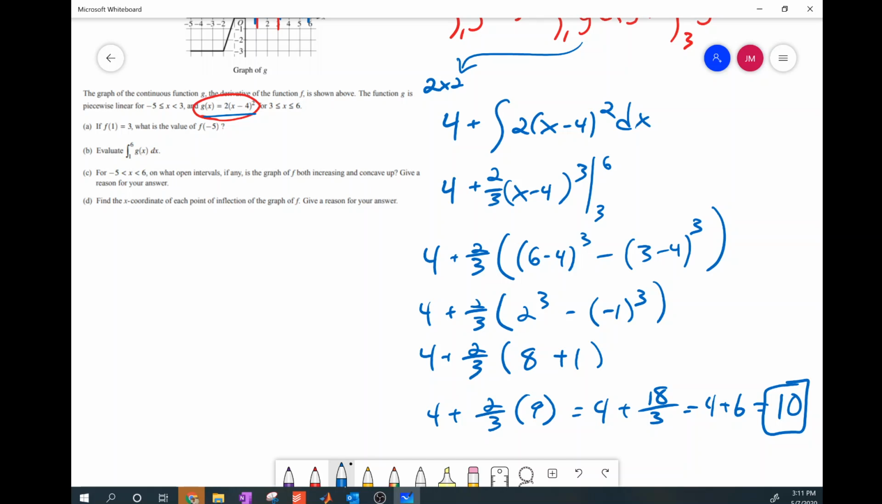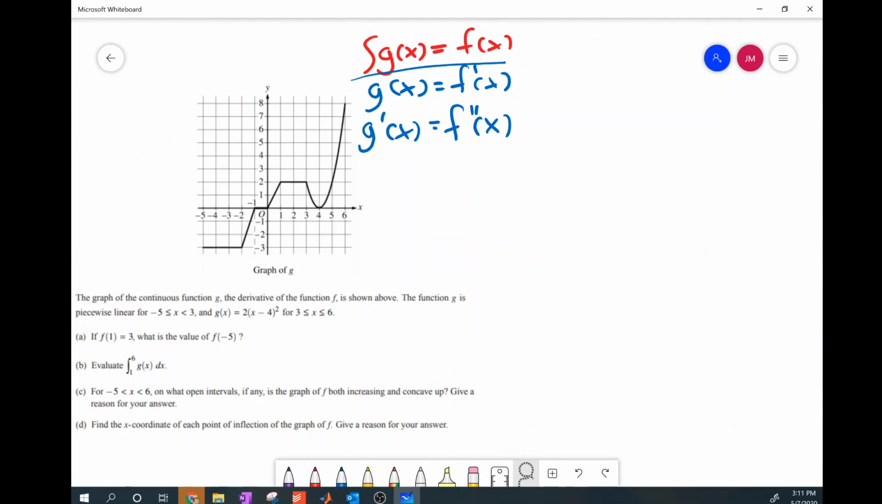Let's take a look at part C. Part C asks us, for -5 to 6, on what open intervals, if any, is the graph of f both increasing and concave up. So if you remember, increasing means your first derivative is positive, and concave up means your second derivative is positive.